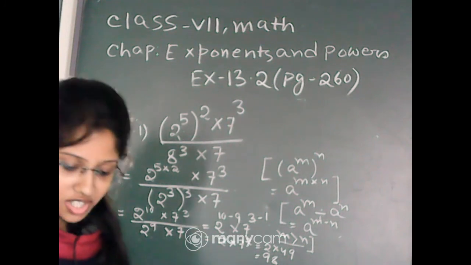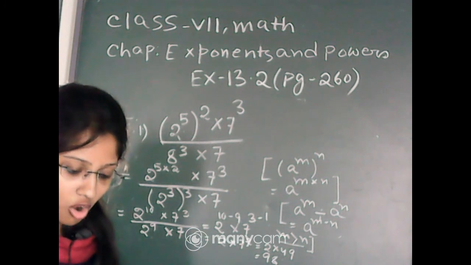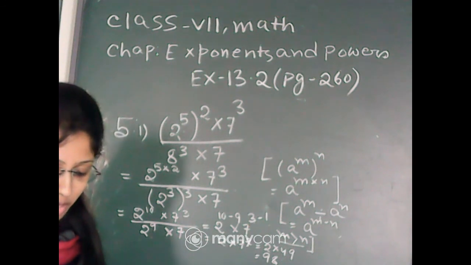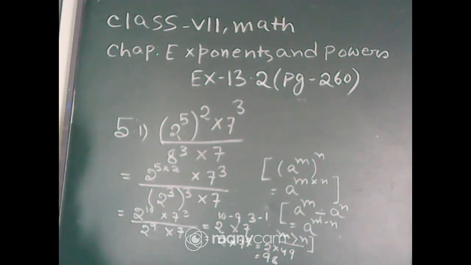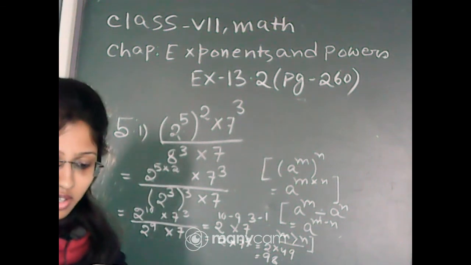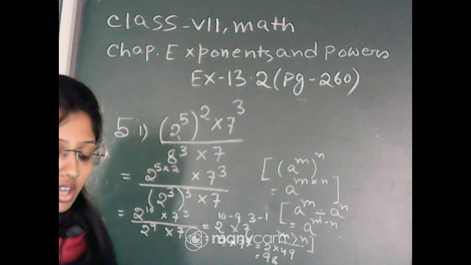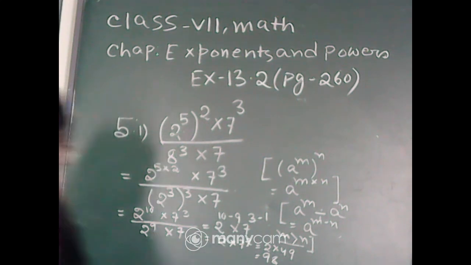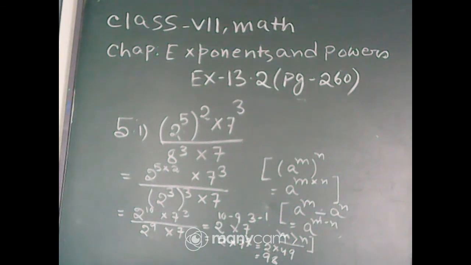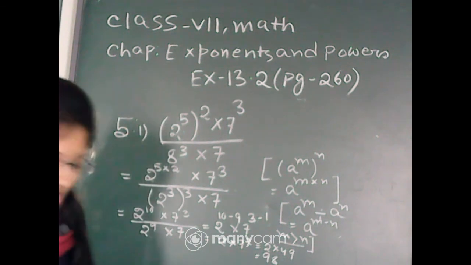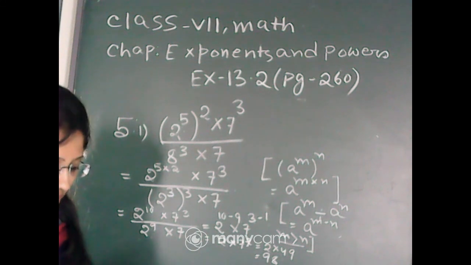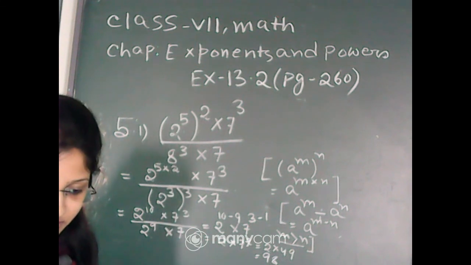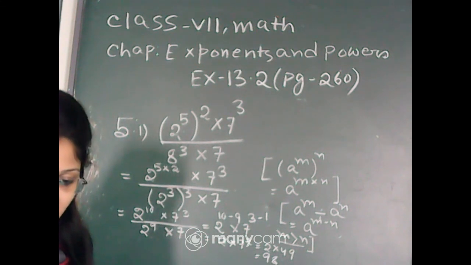And question number 2 and question number 3 of 5 are your homeworks. Homeworks are question number 2 and question number 3 of 5. Okay? And it is your last exercise. So, your syllabus is complete. Exercise 13.2 is the last exercise. From the next day we will revise.